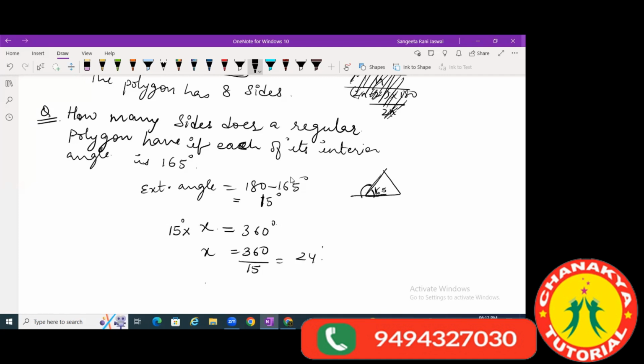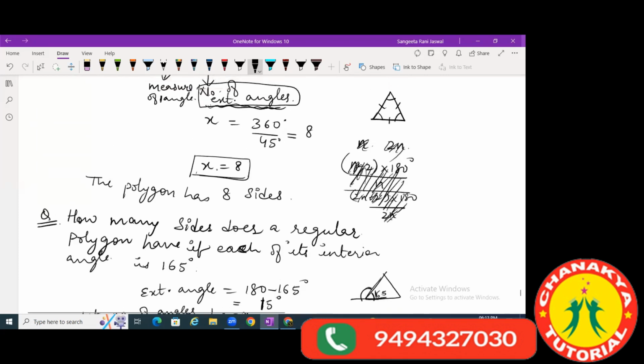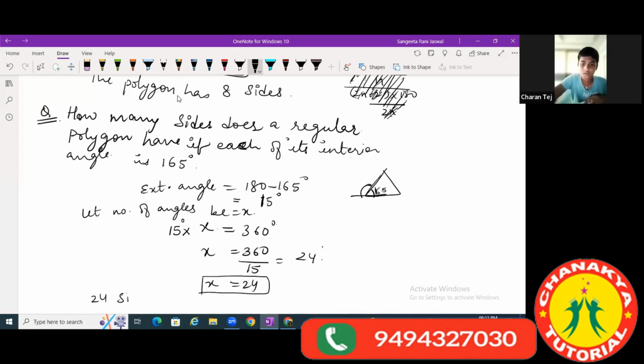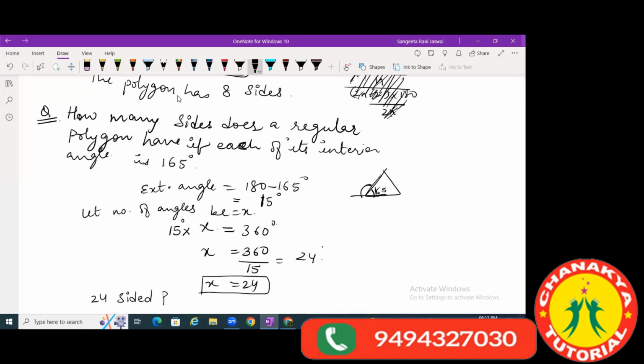So the number of angles x is what? You can write here, let the number of angles in the polygon be x. Because here we had just written it like this, now you can properly write it. Let the number of angles be x, so 15 into x is 360, so x is 24. So this polygon has 24 sides. This is a 24-sided polygon.